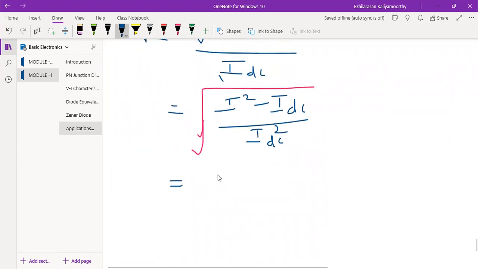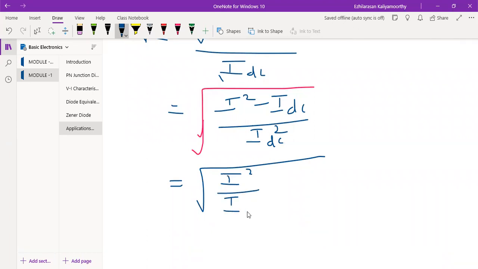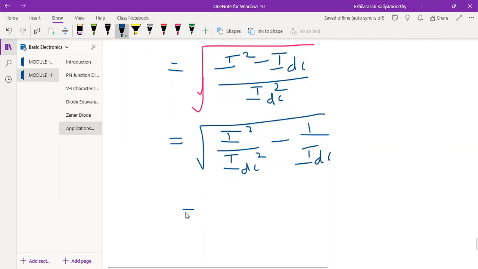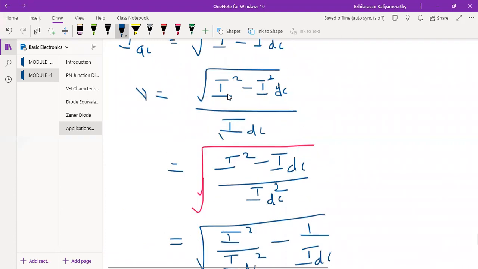So now what you will do? Just work out this: I square divided by IDC square, minus 1, all under the root. I think it's correct. Now we know that I is equal to Im by 2. That is I means IRMS.